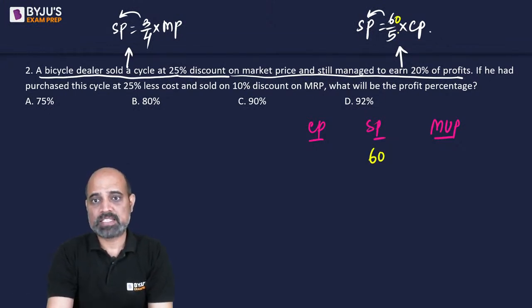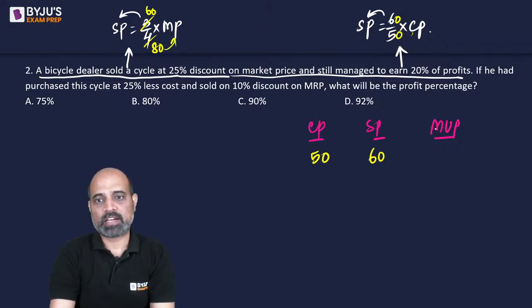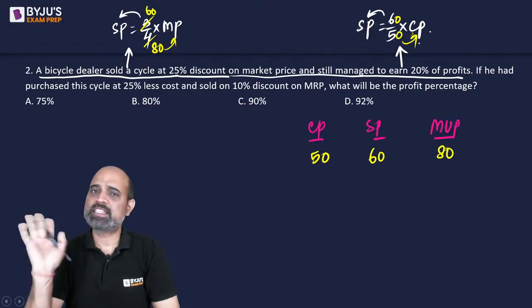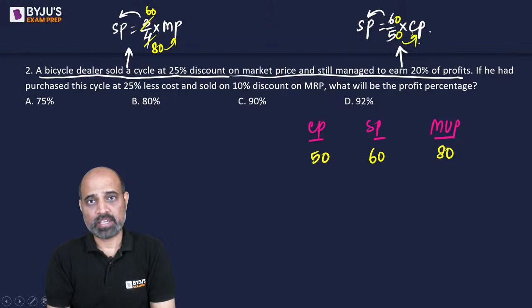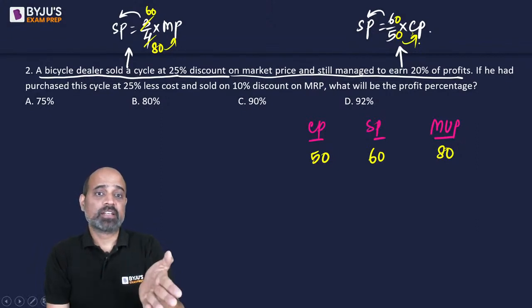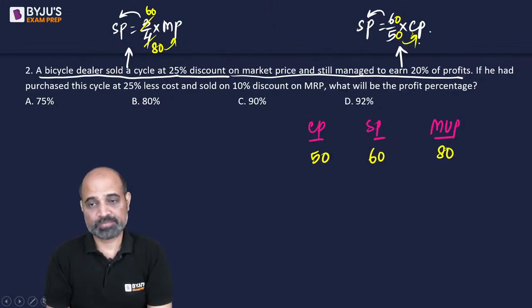So if selling price is 60, cost price is 50. And if selling price is 60, market price will become 80. ठीक है, 50, 60, 80 values हैं, which will satisfy the first statement. Okay, says that 20% profit of 50 to 60 and 80 to 60 is 25% discount.